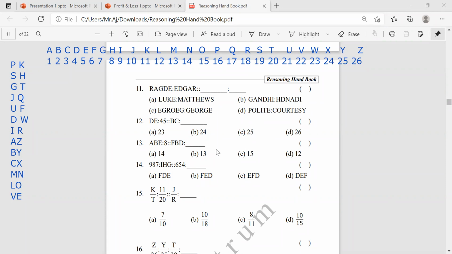Okay, and 12. What's that? 12: D, E. 4, 5 they have given. It is 2, 3, right? And A, B, E. What is A, B, E? Add this. A is 1, B is 2, and E is 5. So total 8. Then F, B, D. F is 6, B is 2, D is 4. So 12. 12 is the answer. Okay, now this one, 9, 8, 7. So same numbers, 9, 8, 7, 6, F, 5, E, 4, D. This one is the answer, right?